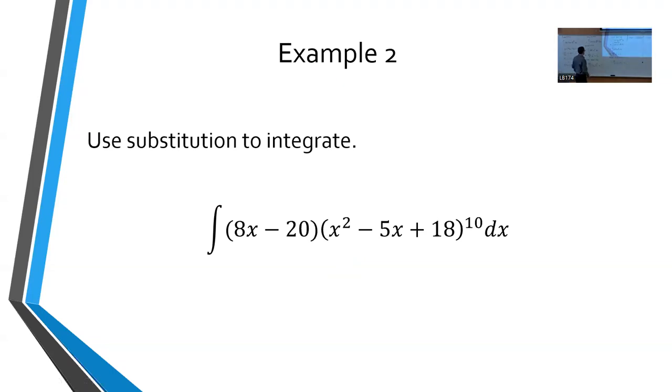Okay, let's do another. We have 8x minus 20 multiplied times x squared minus 5x plus 18 raised to the 10th power. All integrated with respect to x.